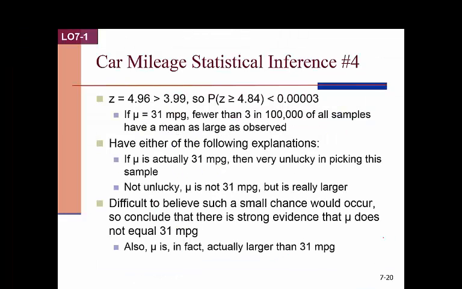So we then see that the probability of z being higher than 4.84 is very, very small, 0.0003. So almost fewer than 3 in 100,000 samples will have that large of a mean.